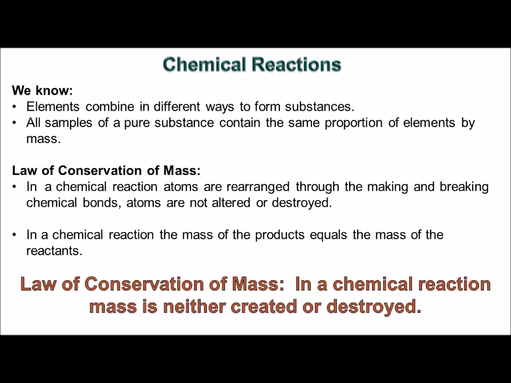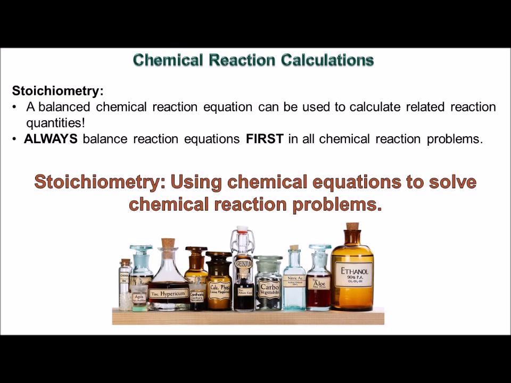This is an important concept because that means that in a chemical reaction, mass is neither created nor destroyed, and the mass of the products must equal the mass of the reactants. We can use this knowledge to determine the amount of products we can expect, or the amount of reactants required in a chemical reaction. Stoichiometry is the term used to describe calculations that relate reaction quantities.